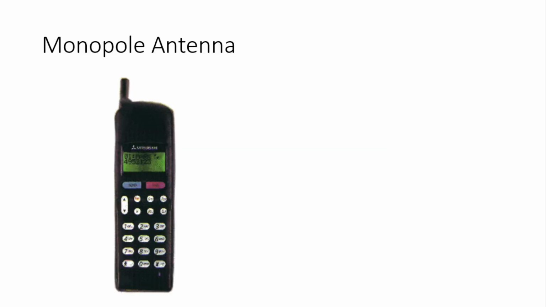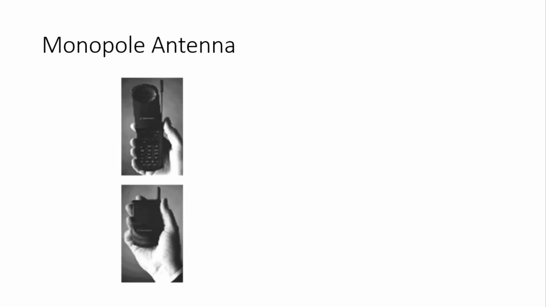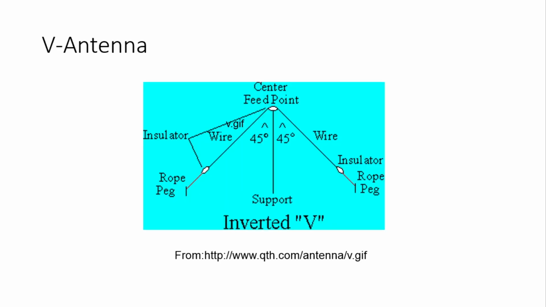Monopole antenna has a single antenna pole. This is a structure present in the earlier mobile or cordless phones. This is a monopole antenna again. This is an antenna structure present in the mobile phones we were using in the mid-90s. This is the V antenna, which has a V-shaped structure, that is an inverted V having 45 degrees from the center, and it covers the range in a parallel manner on both sides.